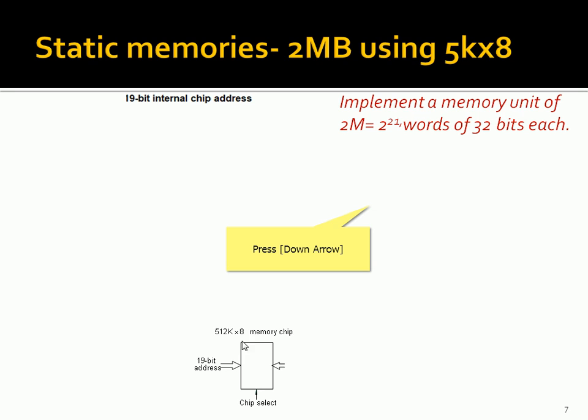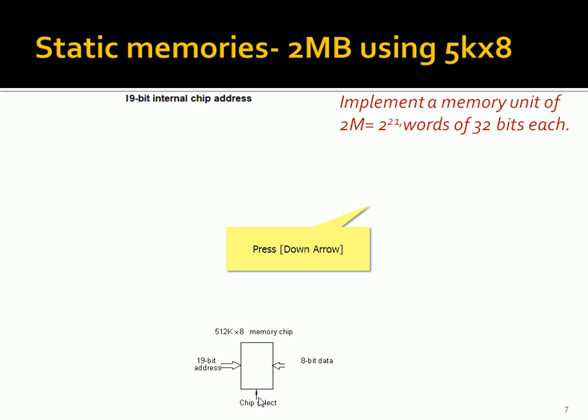And there is one chip select, and 8 bit data. So this will be a 512K into 8, that is 8 columns, sorry, 8 bit data in and out will be performed. So this is the layout of the 512K into 8 memory chip.